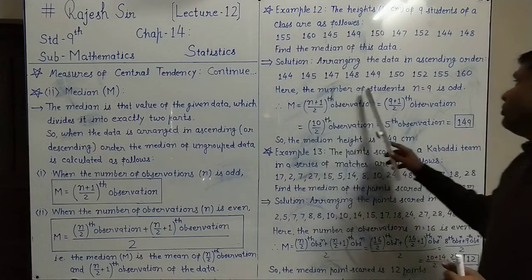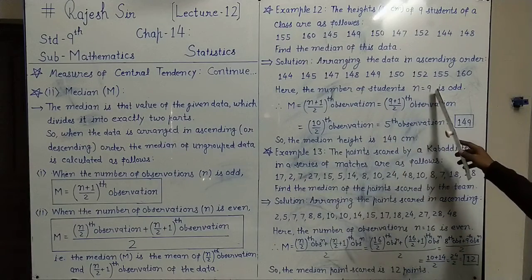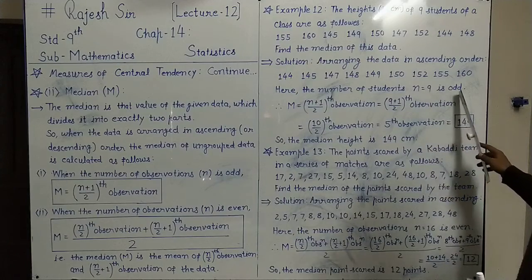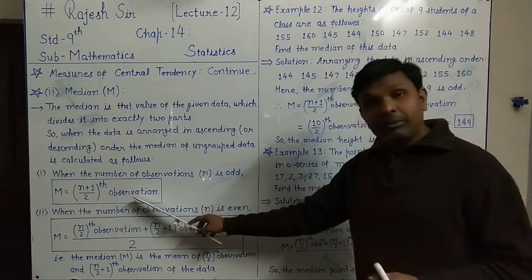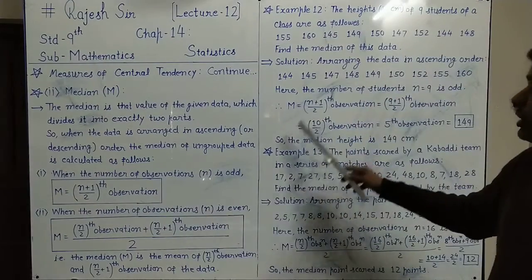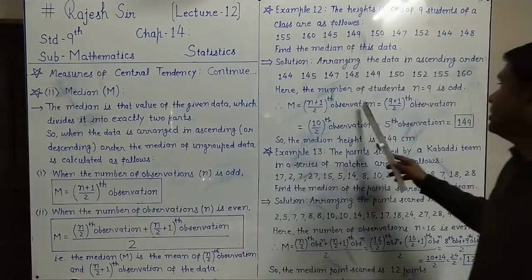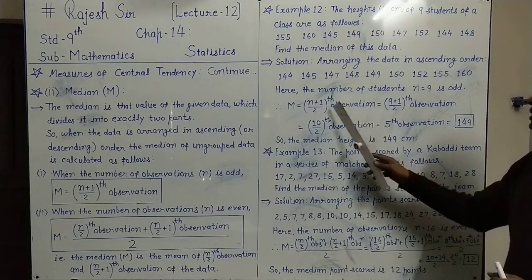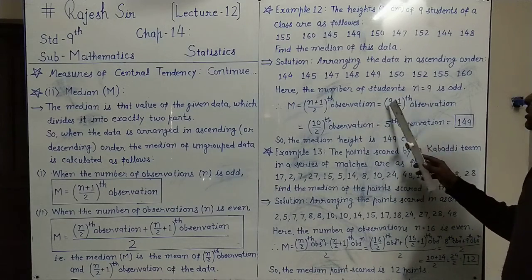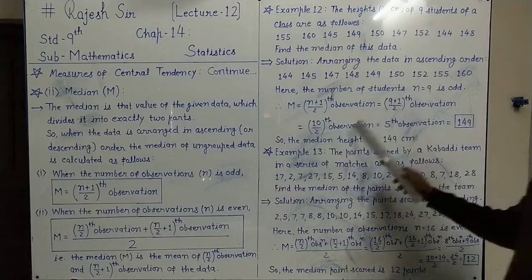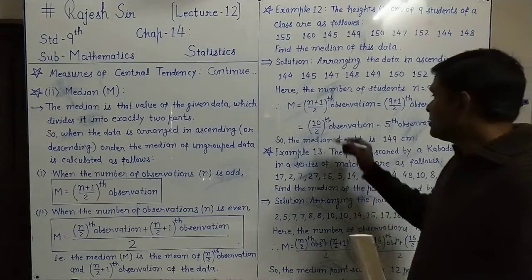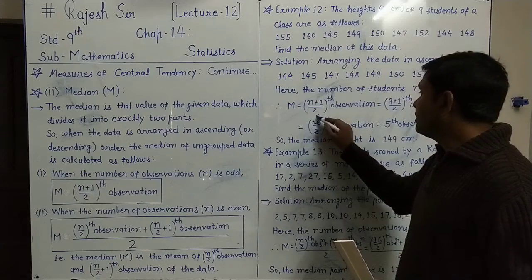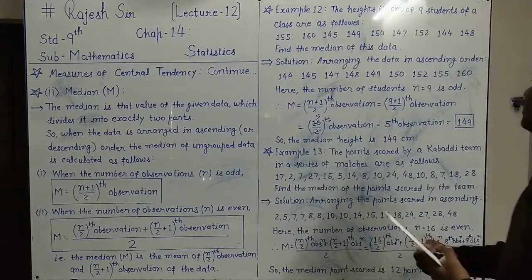Now, here the number of students n equals 9, and 9 is an odd number. For odd n, this formula we can apply. So m equals the (n plus 1) by 2th observation. In place of n, we place 9: (9 plus 1) by 2th observation. 9 plus 1 is 10, by 2th observation. 10 by 2, we can cancel with the 2. So 2 fives are 10, so it is the 5th observation.